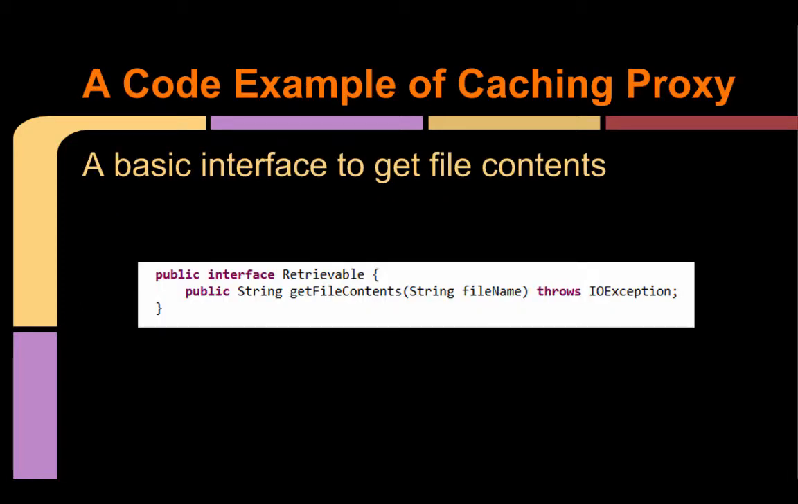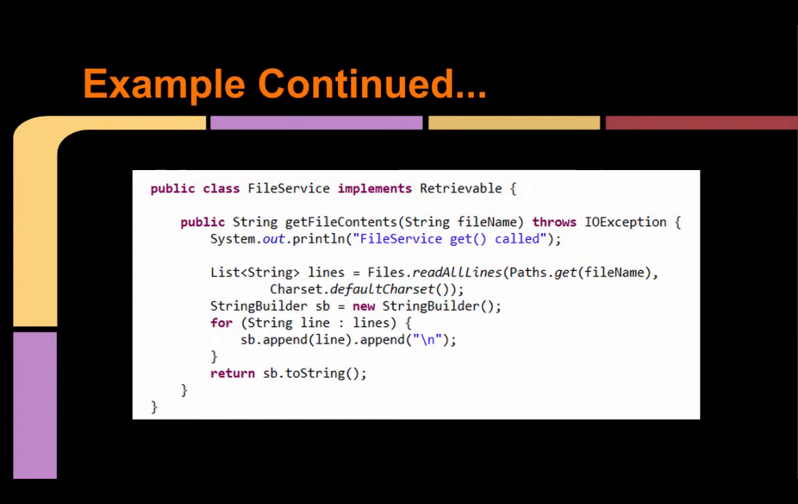So here's a code example in Java of caching. I have a basic interface called Retrievable, and one of the methods is getFileContent. This is the implementation I did: you give it a file name, it goes into the file system, reads through the file, and then returns the string of that file. It's not going to be very expensive, but it's going to hit the file system each time you call this.